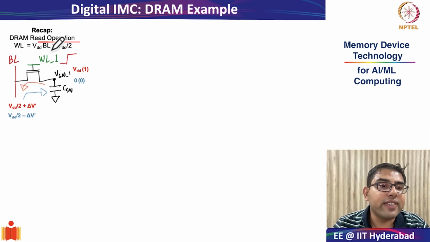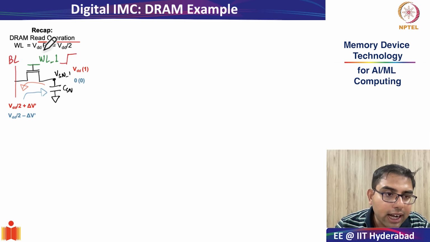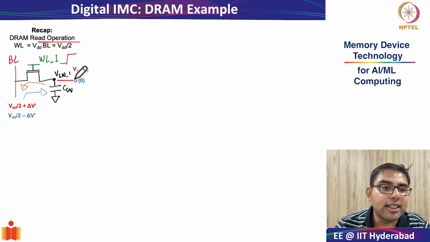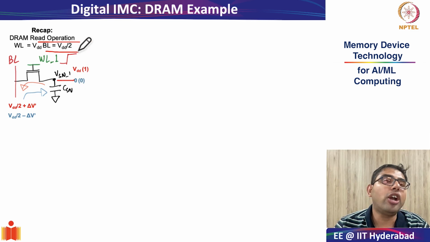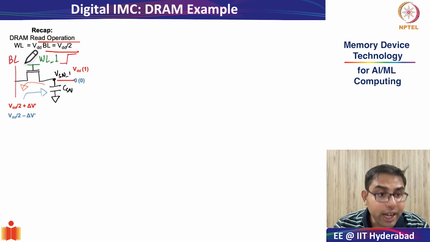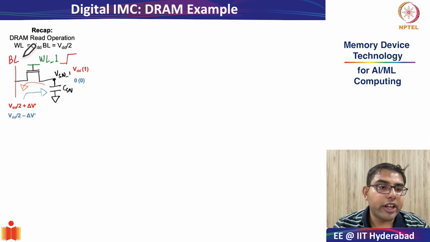Remember, the first thing that you do in your DRAM cell to find out whether the voltage stored in the storage node is 1 or 0, or VDD or 0, is first you pre-charge the bit line to VDD by 2, and then you assert the word line. When you turn on the word line, this particular access transistor turns on.